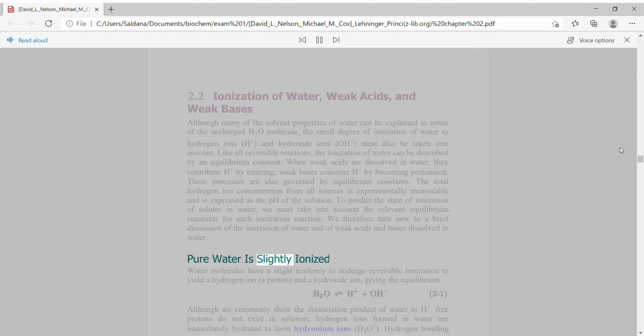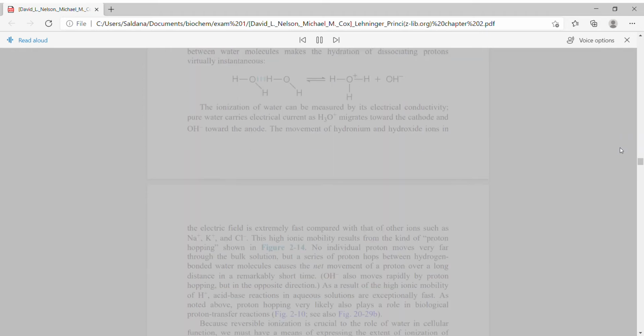Pure water is slightly ionized. Water molecules have a slight tendency to undergo reversible ionization to yield a hydrogen ion, a proton, and a hydroxide ion, giving the equilibrium. Although we commonly show the dissociation product of water as H+, free protons do not exist in solution. Hydrogen ions formed in water are immediately hydrated to form hydronium ions, H3O+. Hydrogen bonding between water molecules makes the hydration of dissociating protons virtually instantaneous.